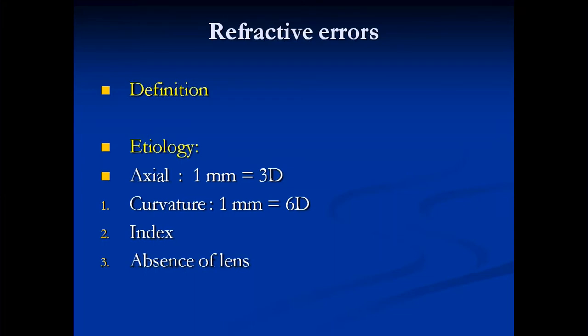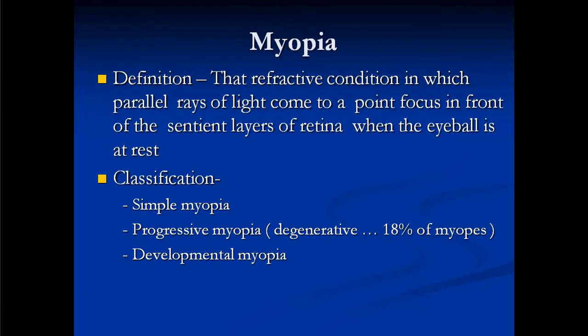So in etiology, either the eyeball is bigger or smaller, or the curvature of the cornea is more or less. Similarly, a change in the refractive index of the lens or aqueous or vitreous, or absence of the lens. These are the causes for the refractive errors. Then the common refractive errors are myopia, hypermetropia, astigmatism, and presbyopia. So now let us start a discussion about myopia.